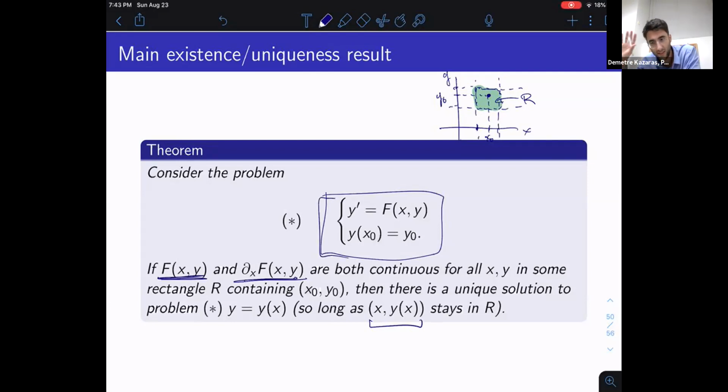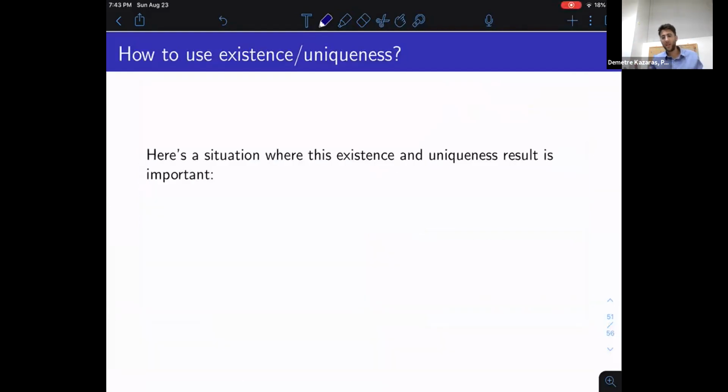Kind of amazing that you can say something so general just by looking at the right-hand side of the equation. That a solution will exist. It won't tell you how to solve for it, but it'll tell you it exists, and it will be unique. Okay, so let's explore some implications of this fact.